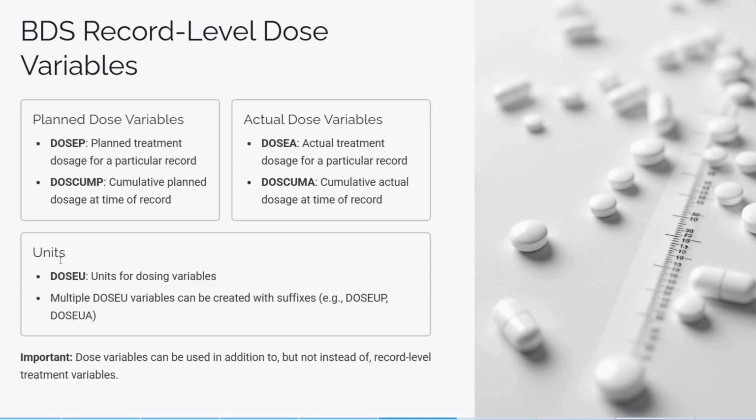Okay, so for the units for those dosing variables, multiple dose variables can be created with the suffix dose unit planned, and those unit dosing variables, units in the actual one.